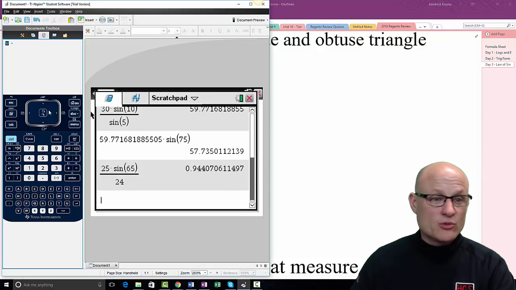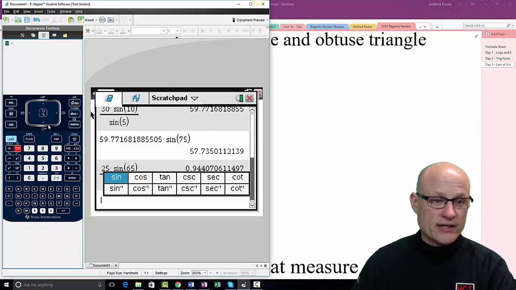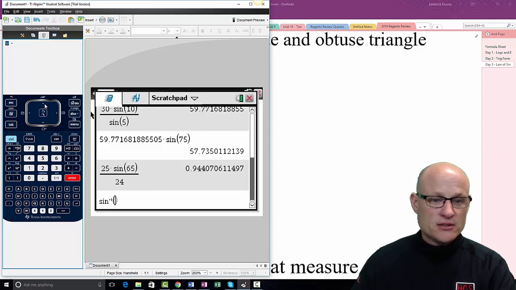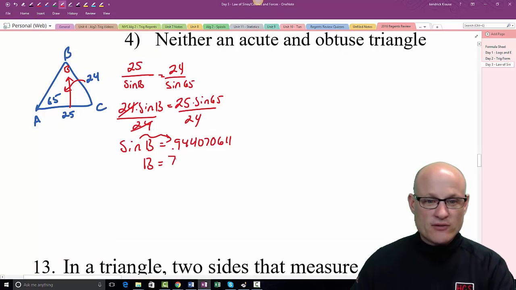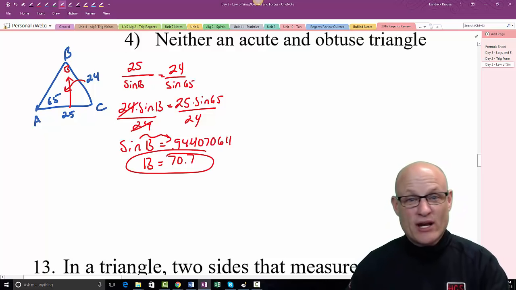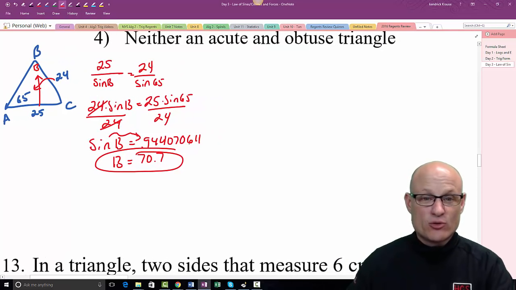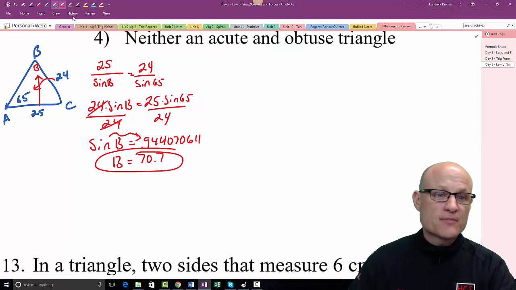So B is equal to inverse sine of that: 70.746. Now, I don't really care about being exact because what I need to do now is make a decision. Do I have one triangle? Do I have two triangles? Do I have no triangles? So here's what we've got to do.